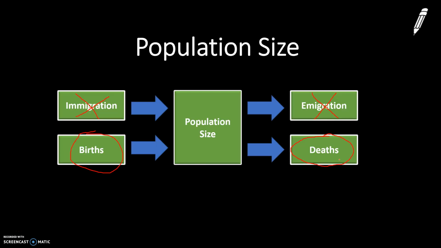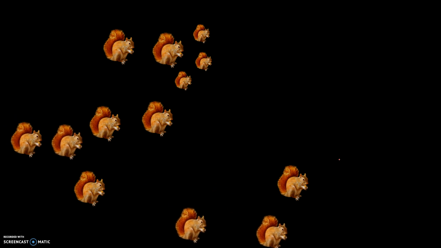So an example of those four factors would be this. Let's say we have a population of squirrels. Let's say one has 3 children. One dies off. We get another one that enters the population, and we have 2 that leave the population. Those 4 things would affect the number of individuals in that population.